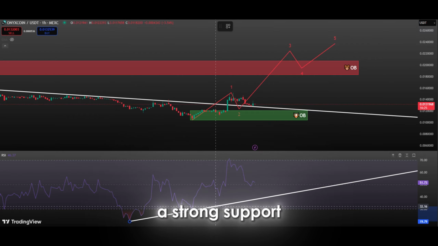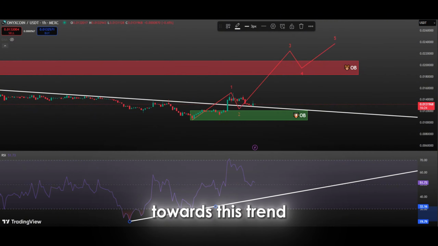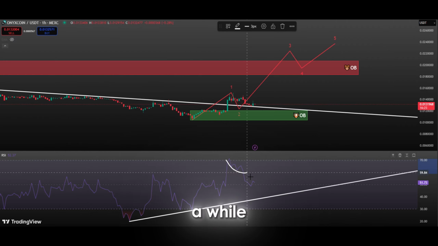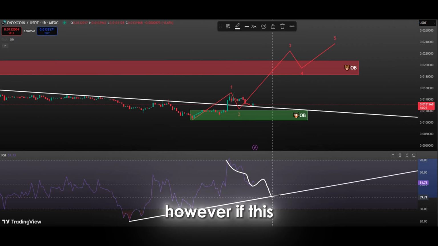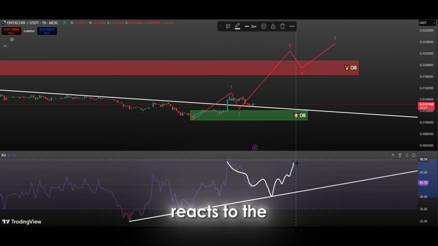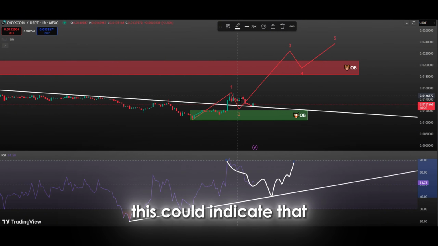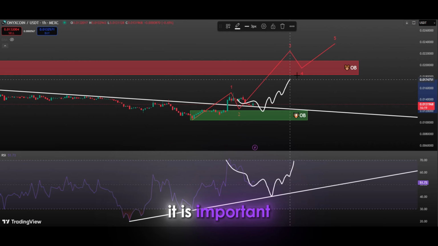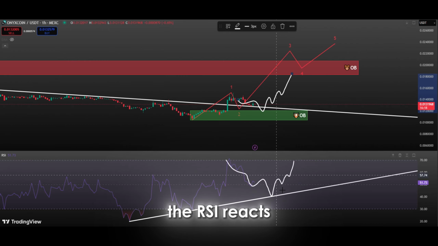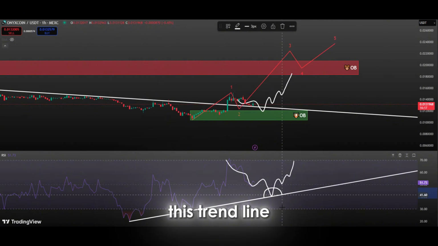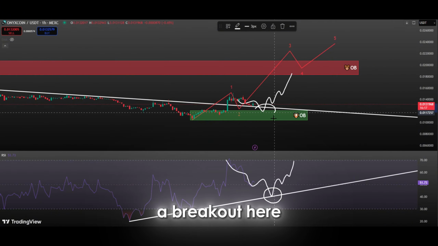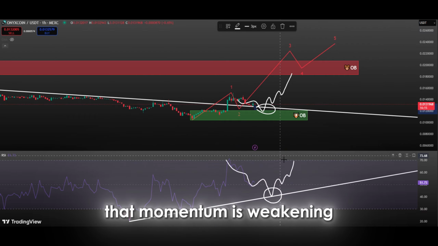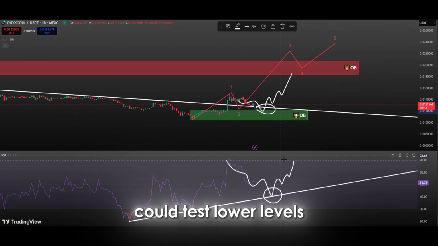Especially if the RSI has previously moved upwards with support from this trend line, this area can be seen as a strong support. The RSI drifting towards this trend may indicate a short-term pause in the market and a weakening of momentum for a while. However, if this trend holds and the RSI reacts to the upside again, this could indicate that the price will experience a similar rebound. However, it is important to keep an eye on how the RSI reacts when it reaches this trend line. If there is a breakout here and the RSI dips below the trend line, it could mean that momentum is weakening and the price could test lower levels.